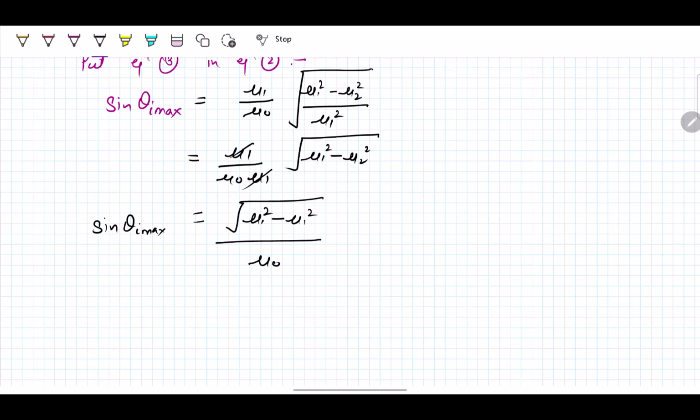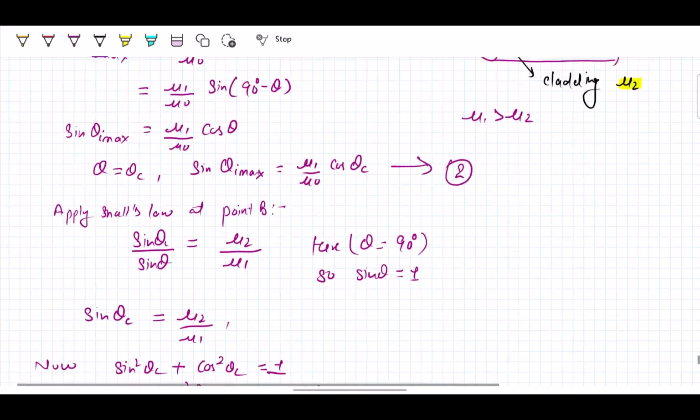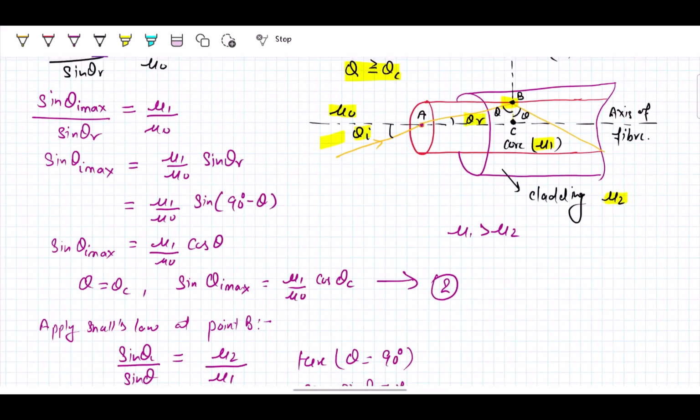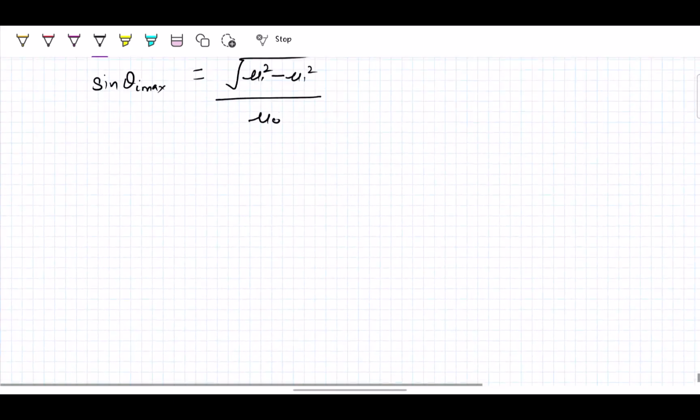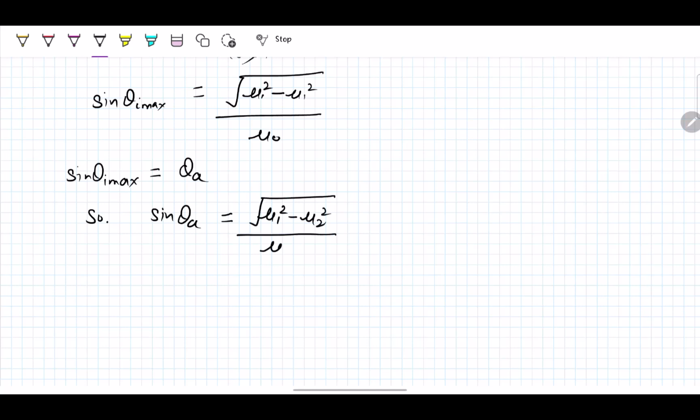So here we have sine of theta_i maximum, and this is the maximum incident angle through which we can enter the light and get total internal reflection. So can we call this maximum angle the acceptance angle? Yes. So theta_i maximum is equal to the acceptance angle, right? So sine of acceptance angle is equal to the square root of mu_1 squared minus mu_2 squared over mu_0.